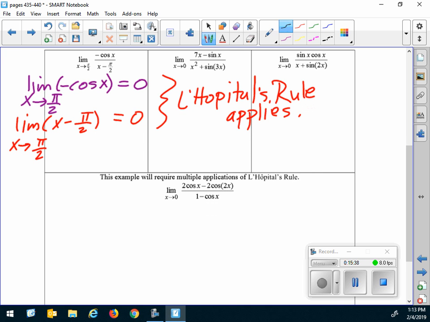So now let's do L'Hopital's rule. L'Hopital's rule says then that the limit, I really wish y'all would be a little respectful here.